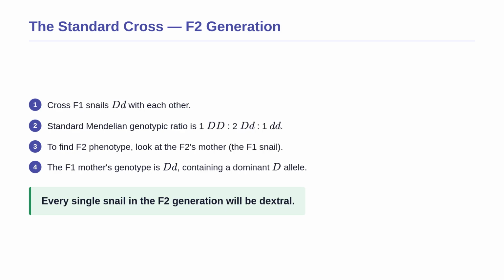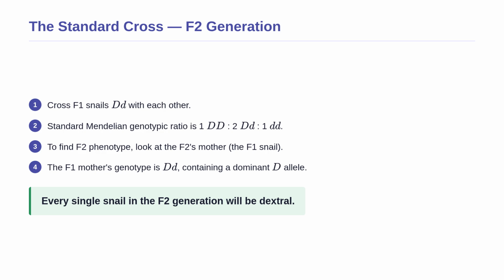Now that we have our F1 generation, let us allow these snails to mate with each other to produce the F2 generation. When we cross the heterozygous F1 snails, standard Mendelian genetics gives us a genotypic ratio of 1 homozygous dominant to 2 heterozygous to 1 homozygous recessive.